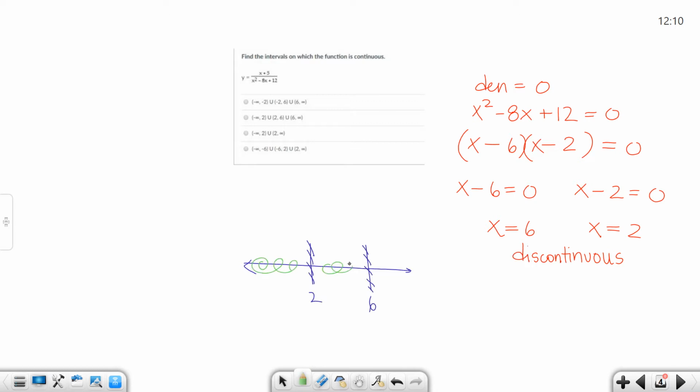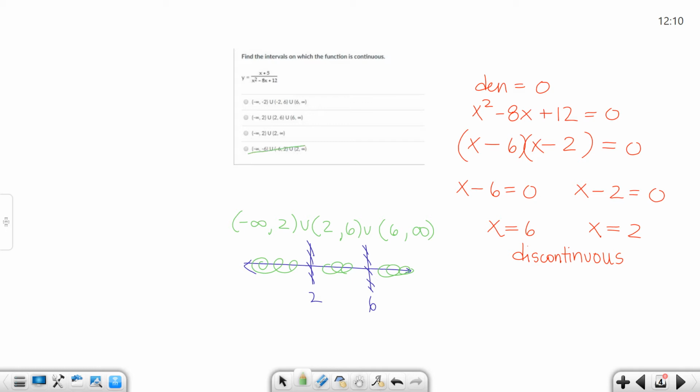So all of these are good, all of these are good, all of these are good. So it would be from negative infinity to 2, from 2 to 6, and from 6 to infinity. Now look at all of those 2's and 6's in your answer choices. You have to be very careful that you pick the right positive and negative lineup.